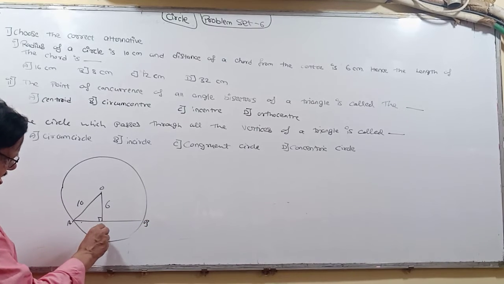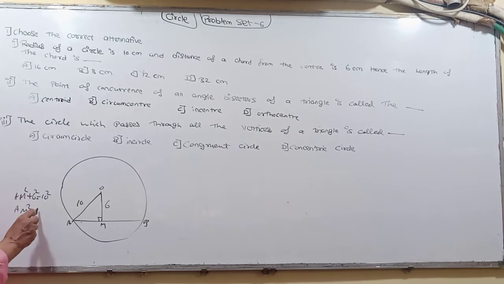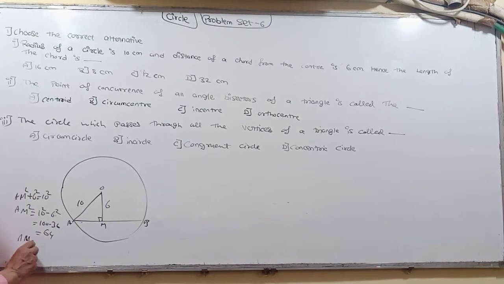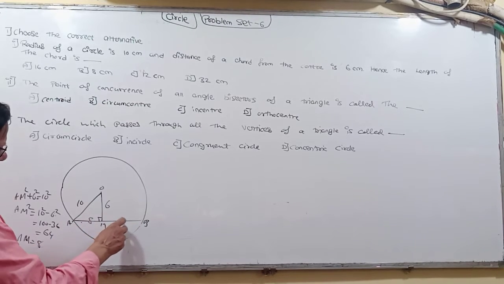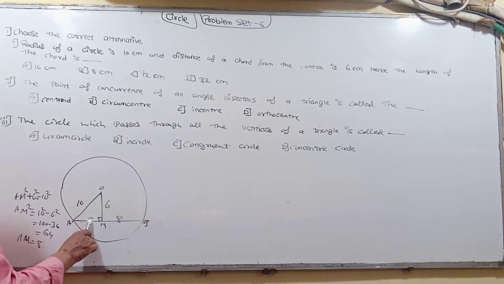See, AM square plus 6 square equals 10 square. Therefore, AM square equals 10 square minus 6 square, equals 100 minus 36, equals 64. Therefore, AM is equal to 8. So AM equals 8, therefore MB is also 8. See, triplets: 6 square plus 8 square is equal to 10 square. 36 plus 64 equals 100.